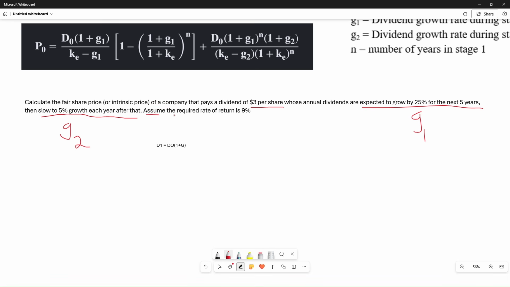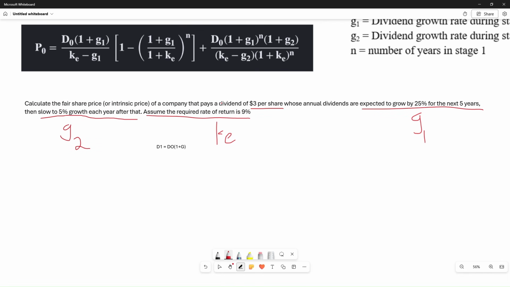We're told to assume the required rate of return, which is also the same thing as our cost of equity, or KE. We're told to assume it to be 9%. So from the question, we will need to come back though. Let's look at the dividend because the formulas are the same thing like I explained earlier. For the dividend given, we need to determine: is it current dividend or is it projected dividend?